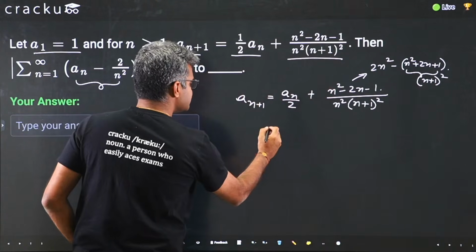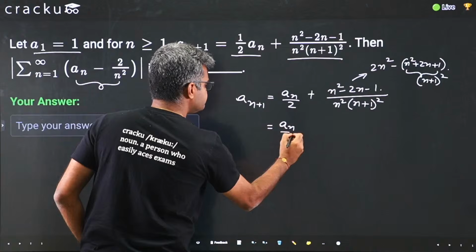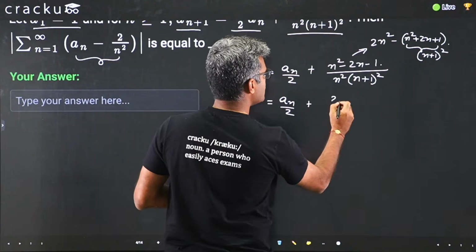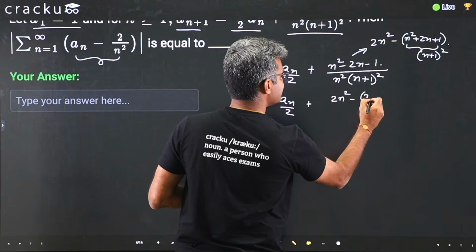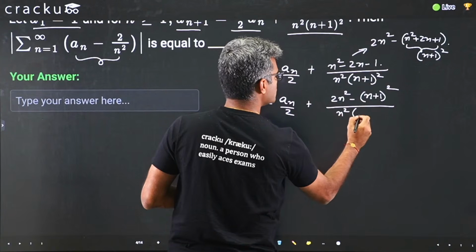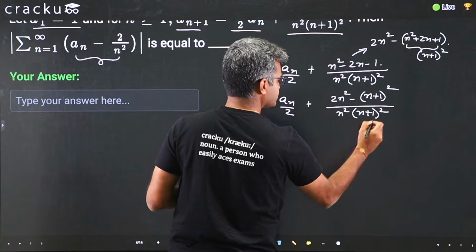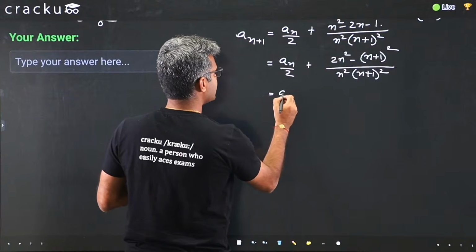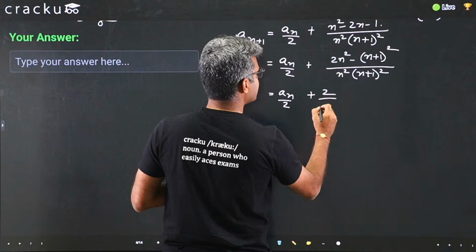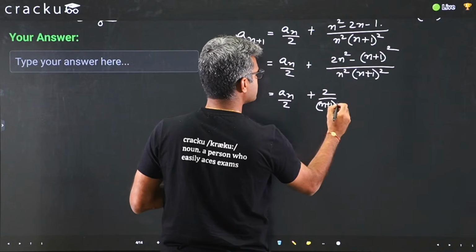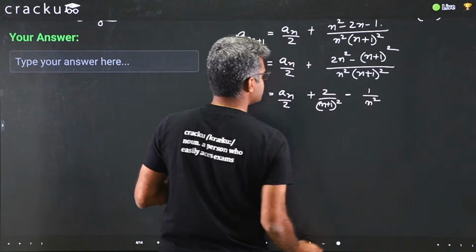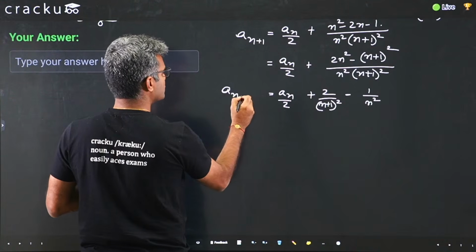So the right hand side is equal to an/2 plus (2n² − (n+1)²) divided by n²(n+1)². So the right hand side is equal to an/2 plus 2/(n+1)² minus 1/n². This is the value of a(n+1).